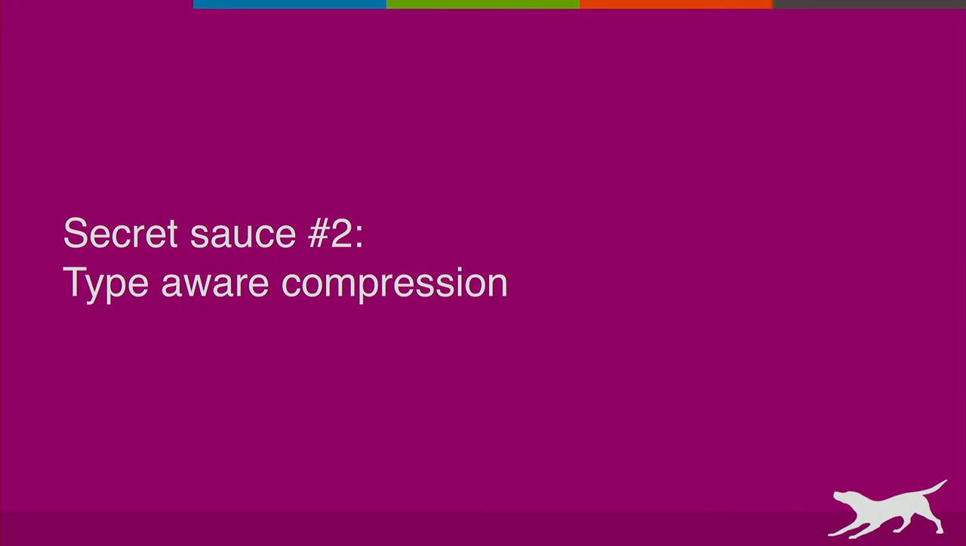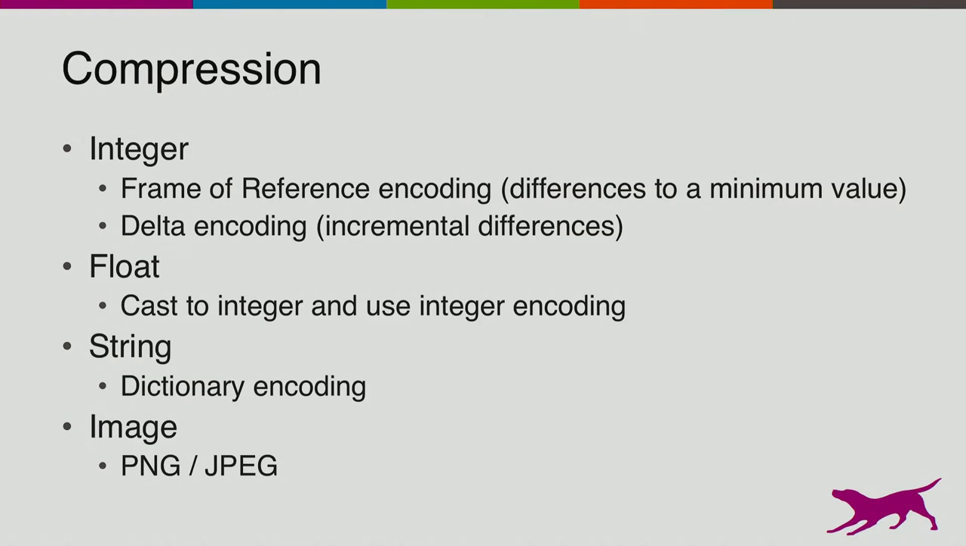So the second secret sauce is what we call type-aware compression. The benefit of storing your data in column order is that all the values in the columns are of the same type. So you can actually have specific compression algorithms for that type. For integer values, we use a frame of reference encoding. Basically, what's the difference to the minimum value? We also use a delta encoding, which is the incremental difference. So if you only have a binary column, we only store ones or zeros.